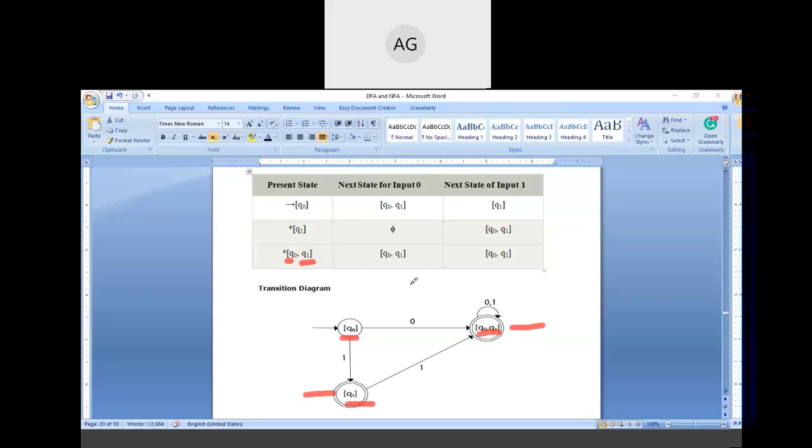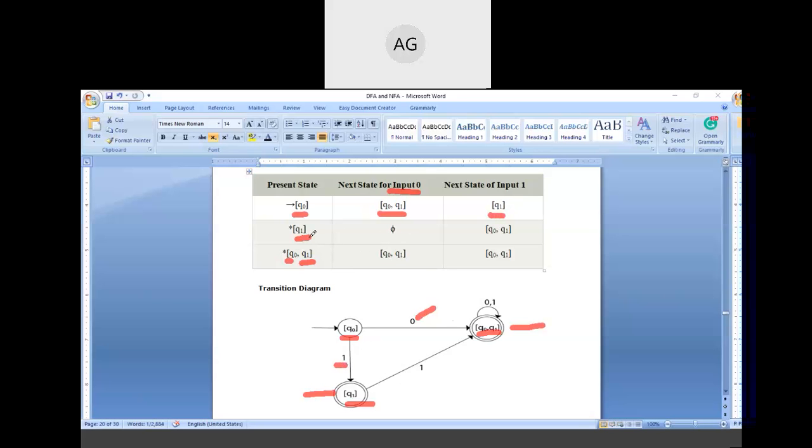Now we can convert this transition table into the transition diagram. Just see how. On getting input 0 on Q0, we get to the state Q0 Q1. On getting input 1 on Q0, we get to the state Q1, so here we write input 1. It means the Q0 transitions are completed.